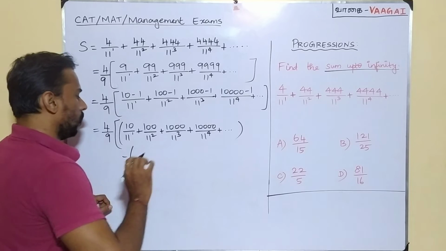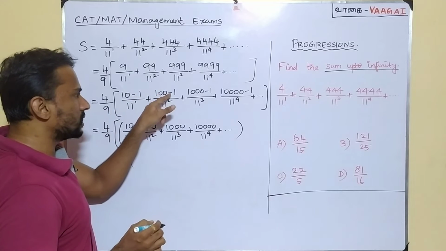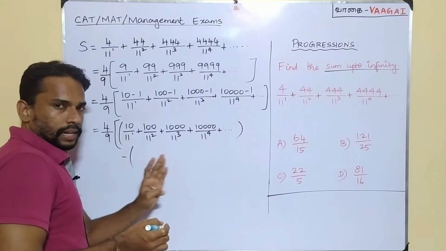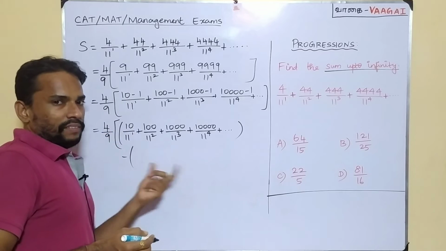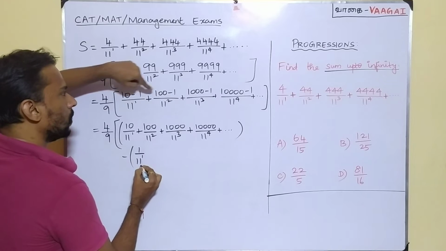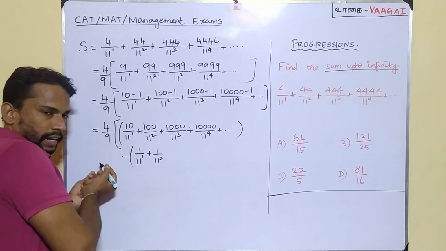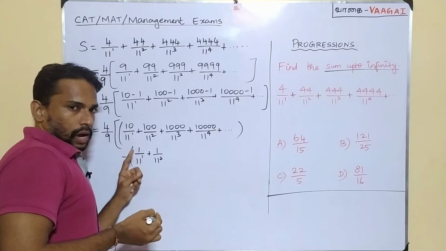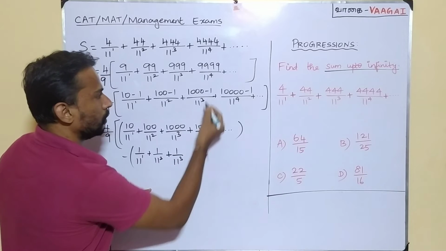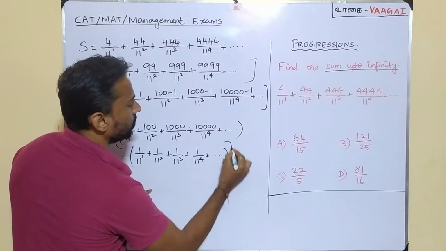Now I'm just taking this minus as a common factor outside. Why? Because all the corresponding second terms do have a minus. For that reason, I've taken that entire minus outside. And now what we will have inside is simply 1 by 11 power 1 plus this 1 by 11 power 2. It is no more minus, we have just taken that minus outside. So we will simply have 1 by 11 power 1 plus 1 by 11 power 2 plus 1 by 11 power 3 plus 1 by 11 power 4 and so on. This is what we will be having.